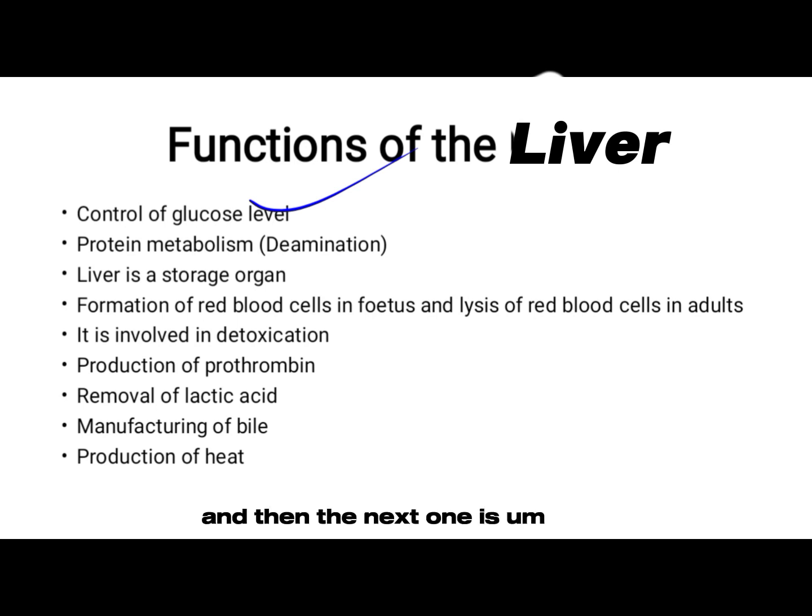So that's how the liver helps to control the glucose level of the body. The next one is deamination. What is deamination? Deamination simply means breaking down of amino acid. When we talk about glucose, the body can store excess glucose in the form of glycogen. But in the case of amino acid, the body cannot store amino acid.